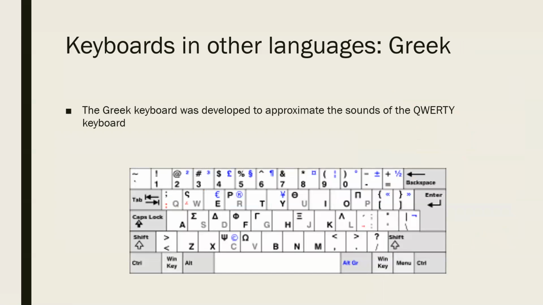We can also see the influence of QWERTY even on other alphabetic systems. If we look at the Greek alphabet, we'll see that a lot of the keys in these keyboards are basically just the replacement of their counterparts in the Latin alphabet. For example, the sigma character is typed where the S is on the QWERTY keyboard, and delta is typed where the D key is, and so on and so forth. So we can see that the QWERTY keyboard was very influential here as well.